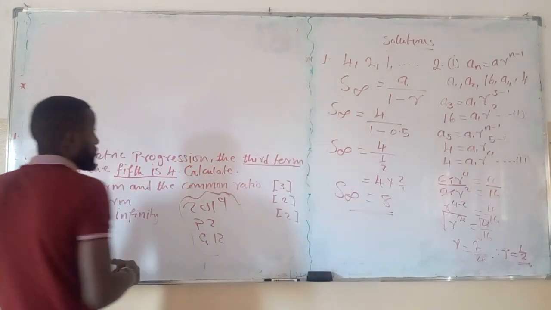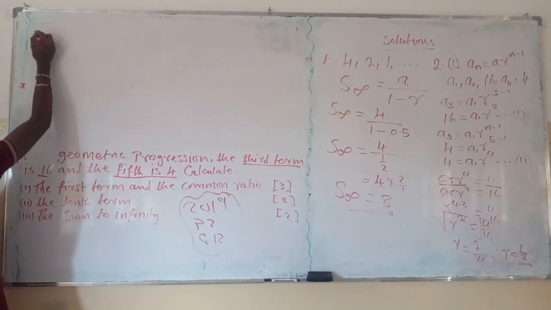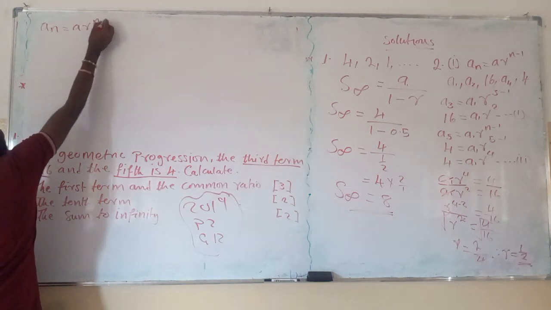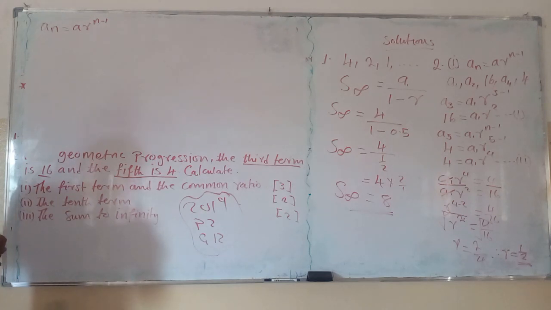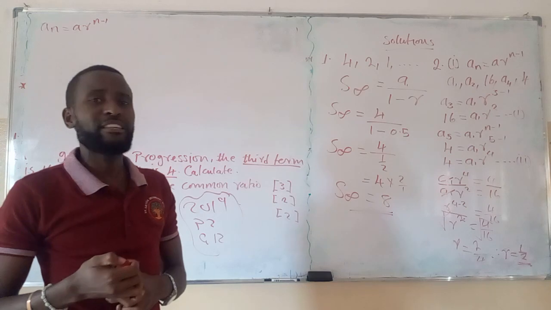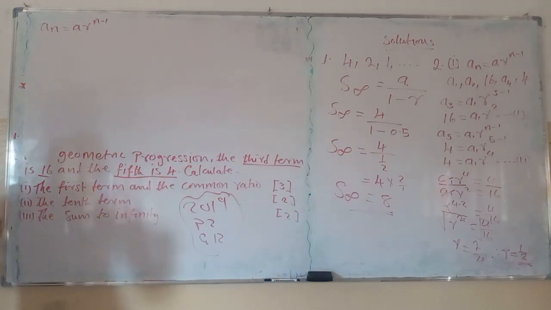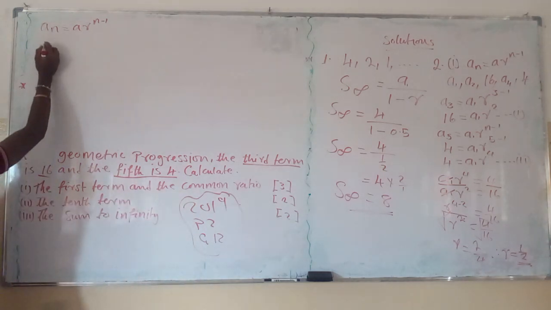So how do I find the first term? Using the same formula, a_n is equal to a r^(n-1). We need to find the first term for this one. For you to find the first term, you know the common ratio, and you know the third, the fourth and the fifth term. So you can use them to find the first term. Use whichever you want.